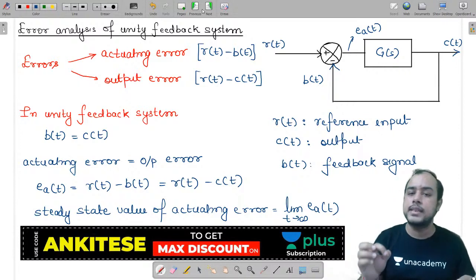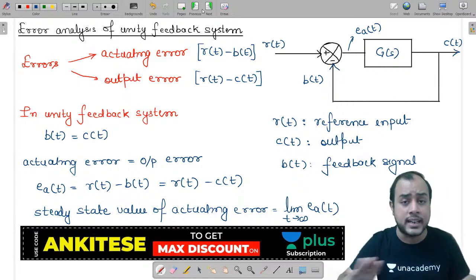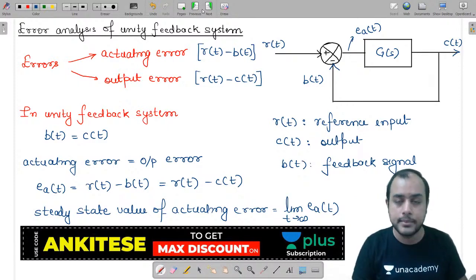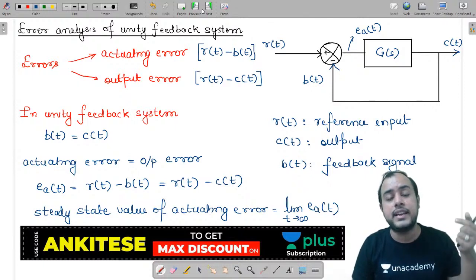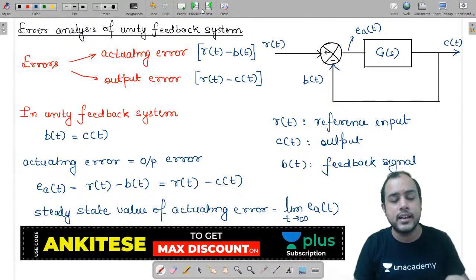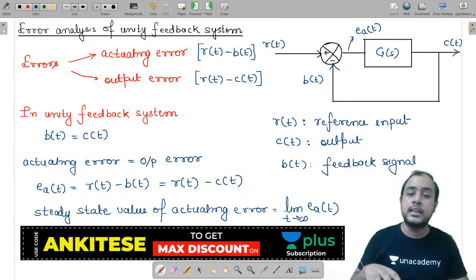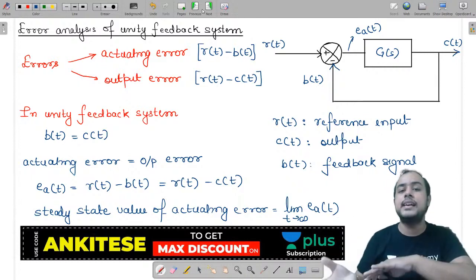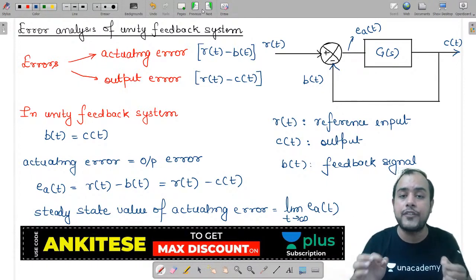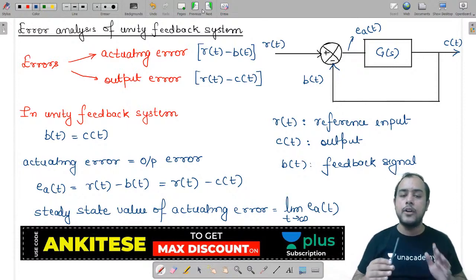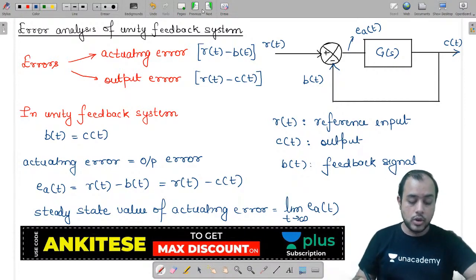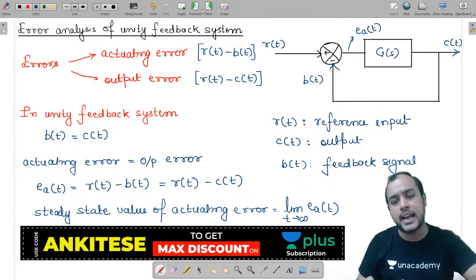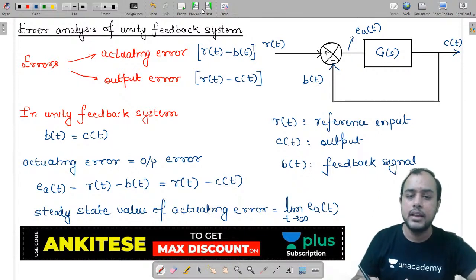So in open loop system you can find the error, but that is practically irrelevant. Okay, practically error is relevant when we created a closed loop system. Why we created a closed loop system? So that we can minimize the error between the desired and the actual value. Now if still there is an error, that error is of interest to us.